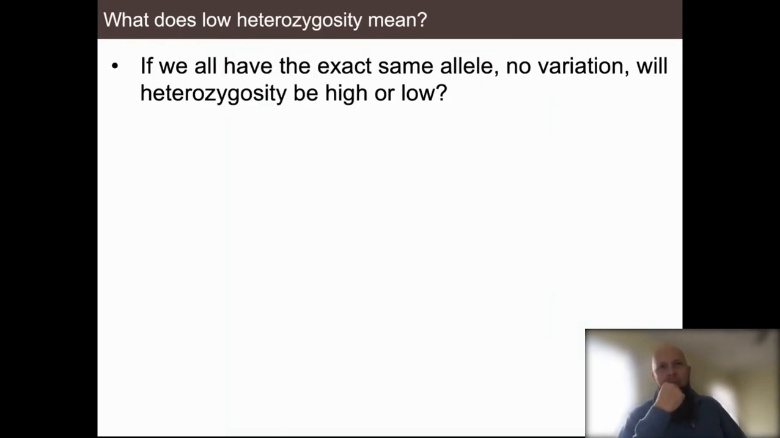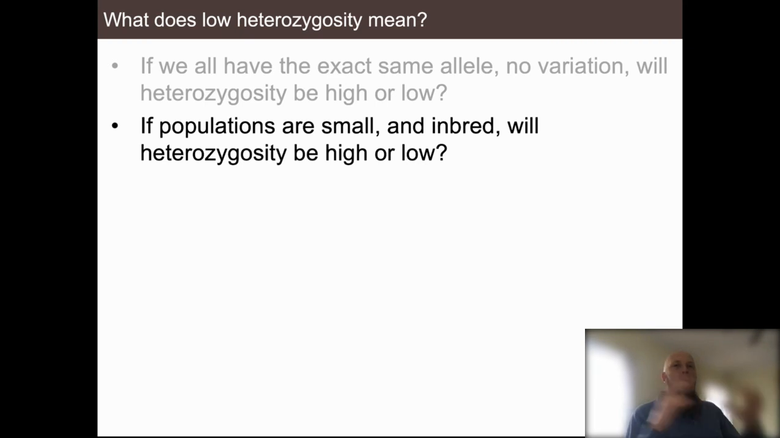So, what does it mean in a population if there's low heterozygosity? I really want you to think carefully about the influence and importance of heterozygosity on genetic diversity in a population. I've got a few bullet points with some rhetorical questions here. If we all have the same exact allele, there's no variation in our population, is heterozygosity going to be high or low? You should be able to answer that, okay?